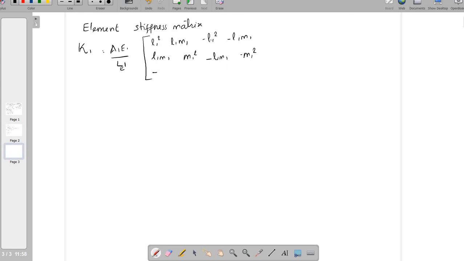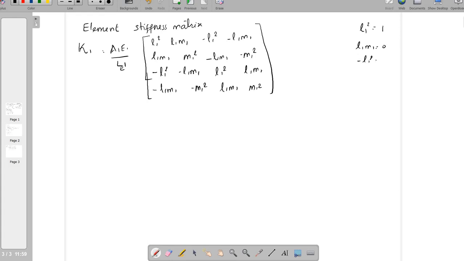Next one, the negative of the terms of the first row: minus L1 square, minus L1 M1, plus L1 square, plus L1 M1. The fourth row is the negative of the second row: minus L1 M1, minus M1 square, plus L1 M1, plus M1 square. So these are the terms we have to fill. So now we can write L1 square is minus 1 into minus 1, plus 1. L1 M1 is 0.